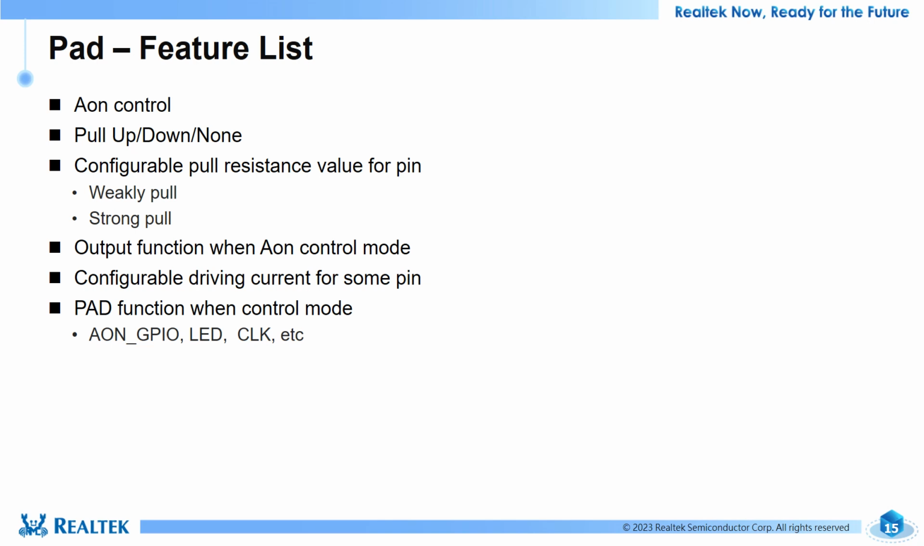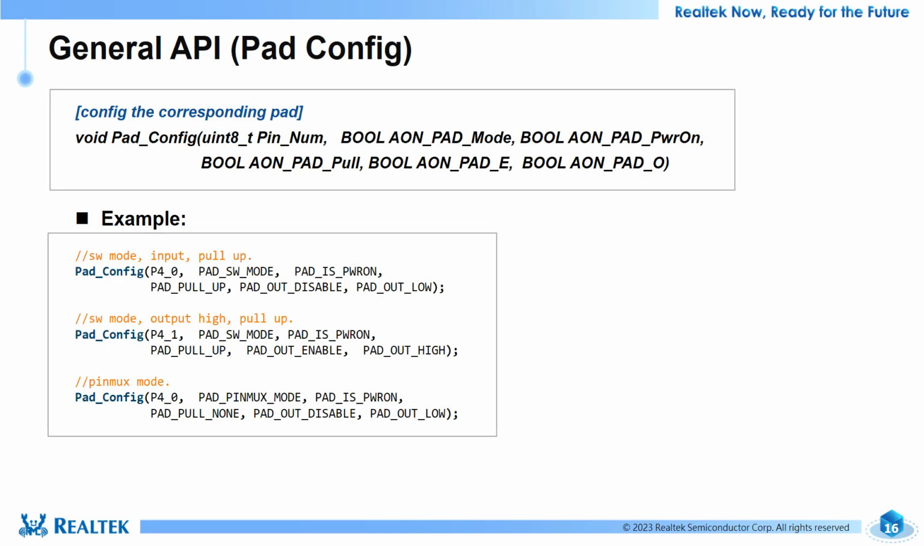In AON control mode, the output function can be set. Some pins can be configured with different levels of drive capability. In AON control mode, it can be used as AON GPIO, LED and other functions. PAD config is the API for PAD configuration.